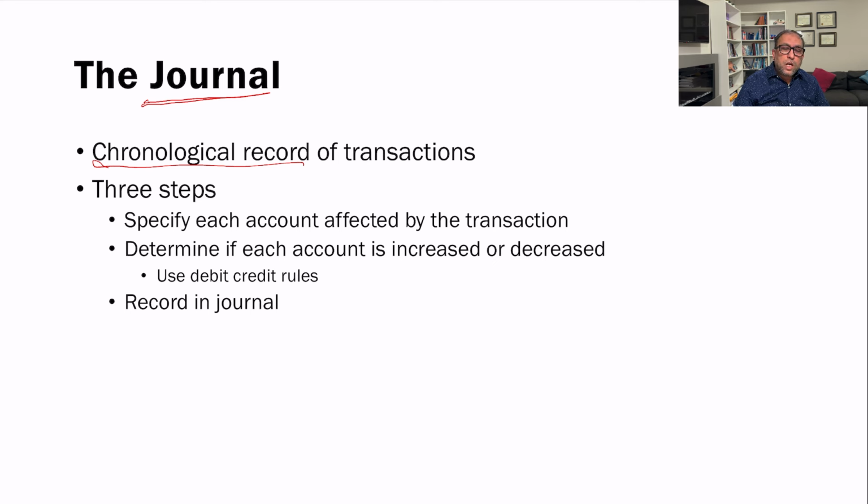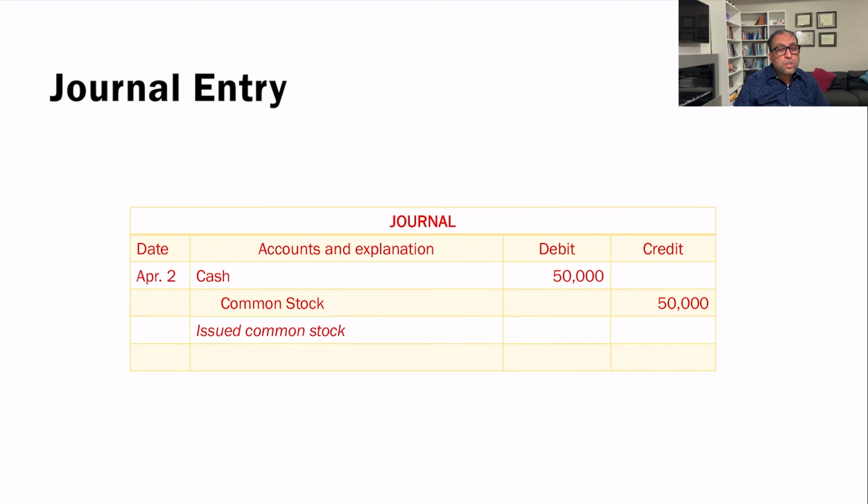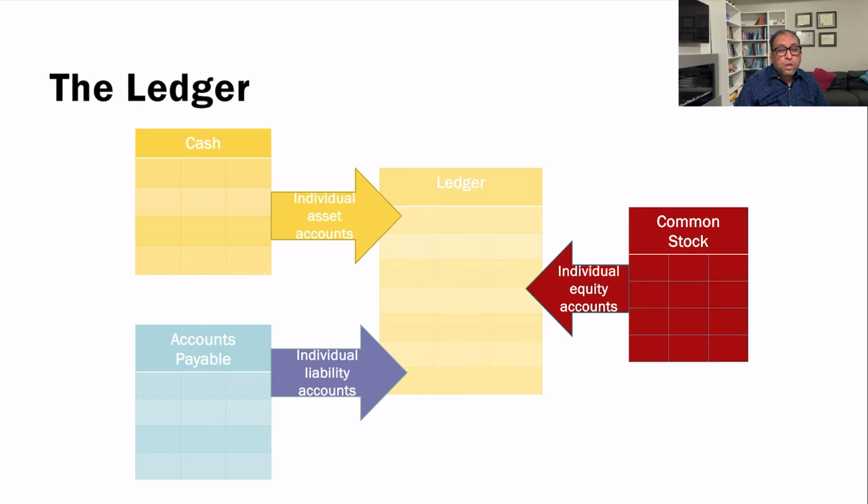The second step is to determine if each account is increased or decreased. Now land is increased, so we debit land; cash is decreased, so we credit cash. So this increase and decrease tell us which is going to be debited and which credited. And then we record the journal entry. You see here, when we invested, cash is increasing, so we debit cash. The shareholders' equity is increasing, so we credit common stock, the issue of common stock.